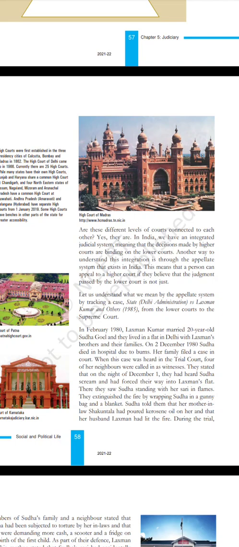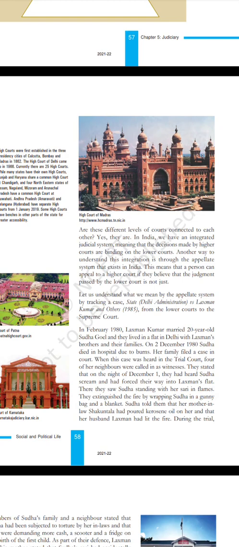While many states have their own high courts, Punjab and Haryana share a common high court at Chandigarh, and four northeastern states of Assam, Nagaland, Mizoram and Arunachal Pradesh have a common high court at Guwahati. Andhra Pradesh, Amravati and Telangana, Hyderabad have separate high courts from 1st January 2019. Some high courts have benches in other parts of the state for greater accessibility. High Court of Patna. High Court of Karnataka.